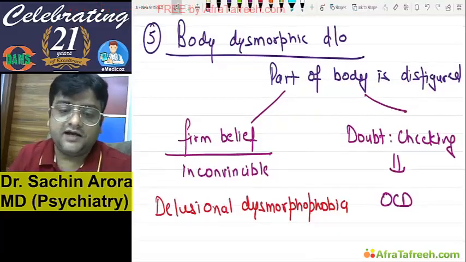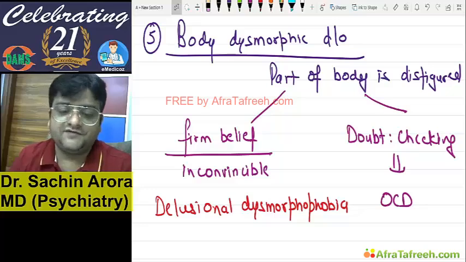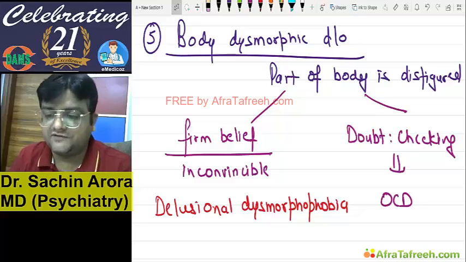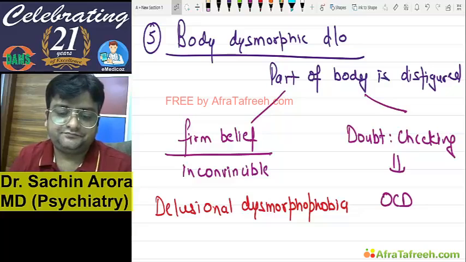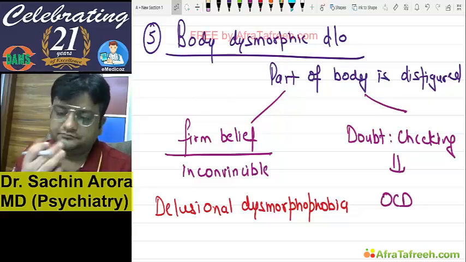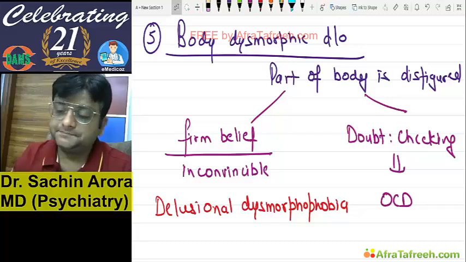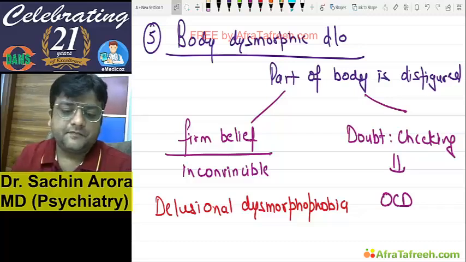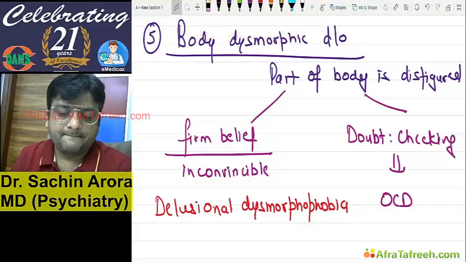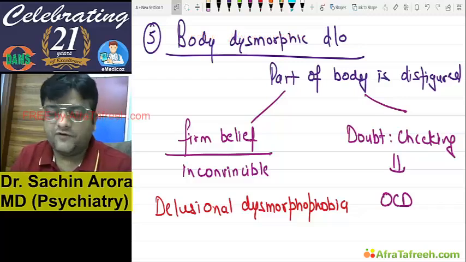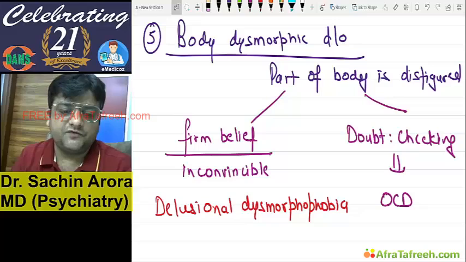Social phobia and avoidant personality both avoid social situations. If you send them both on the stage, social phobia will have symptoms, avoidant personality will not have symptoms. Case number 5. Did you get it? Body dysmorphic disorder.